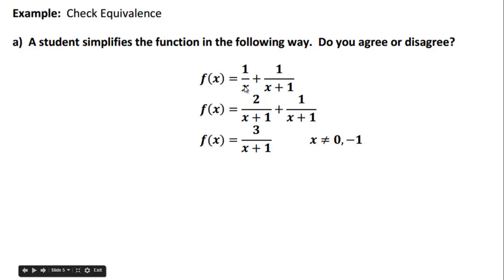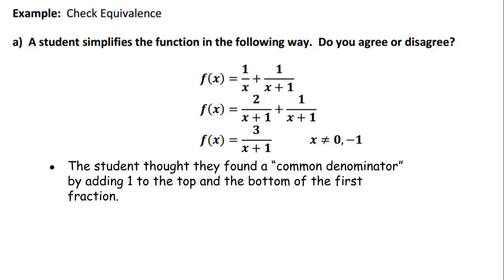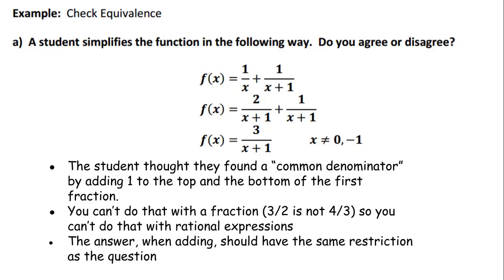You're avoiding the fact that the lowest common denominator is x times x plus 1. You're missing some of the multiplying the top and the bottom by stuff. And so you're really changing the skill level of the question, and it's not correct. These are not equivalent. The student found a common denominator by adding 1 to the top of the first fraction. You can't do that. 3 over 2 is not the same as 4 over 3, and the answer when adding should have the same restriction as the question. That's actually something we've seen develop throughout the lesson.